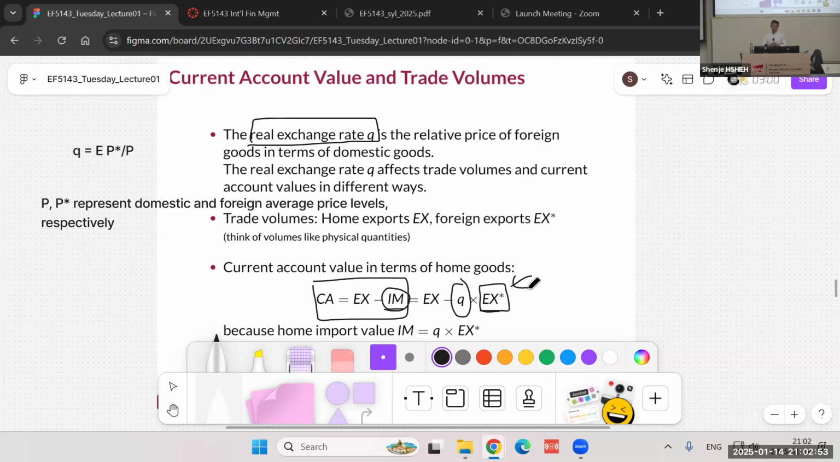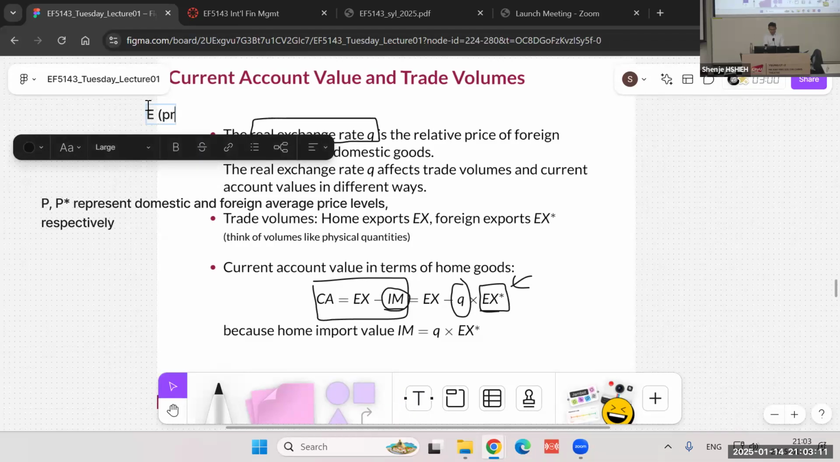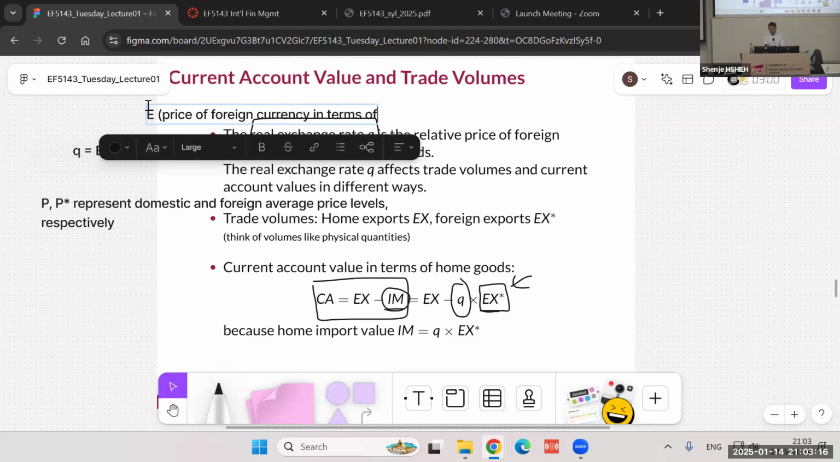Two steps I need to do. One is to convert the prices, right? Our P for their P star, and then converting their P star back to our domestic currency with the exchange rate E. So E is the price of foreign currency in terms of domestic currency. That means that if I multiply E by P star, I get domestic currency back. Agree?